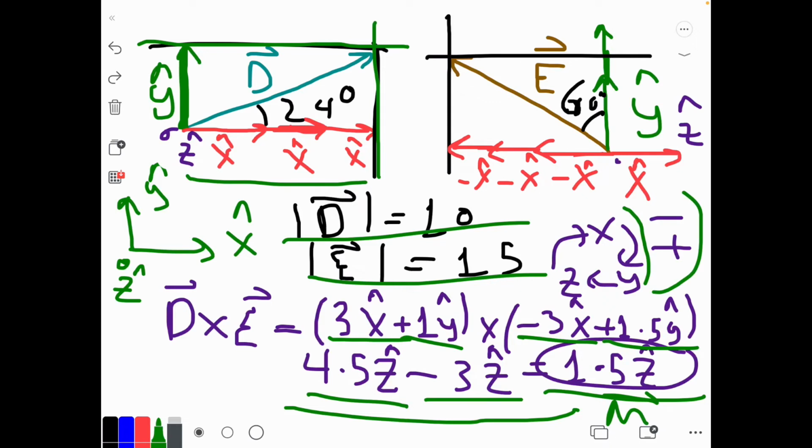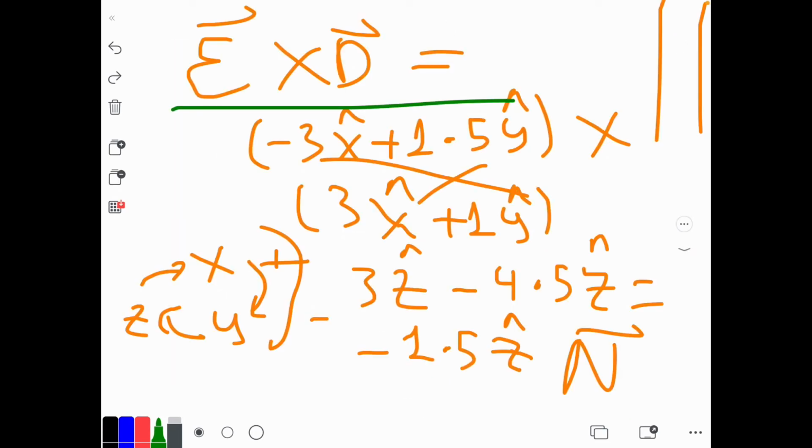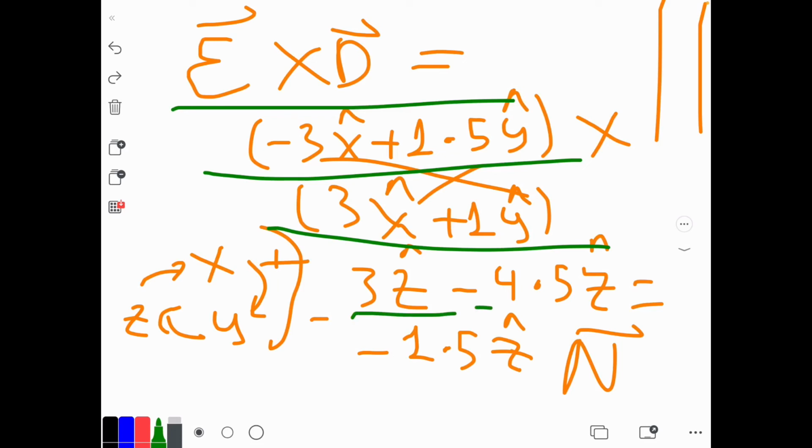But this question also wants us to find vector Evan cross vector Dora. But the problem is I don't have any space now, so I'm going to use my new space. Cross product of vector Evan and vector Dora, because we already did vector Dora and vector Evan. Now we're going to do the same cross thing. And we're just going to have a difference because we're in the opposite direction, and get negative 3 z hat minus 4.5 z hat, and negative 1.5 z hat is going to give us the vector.